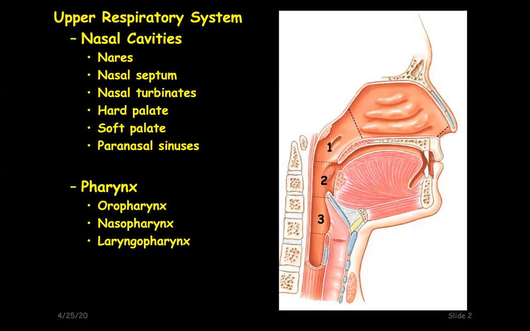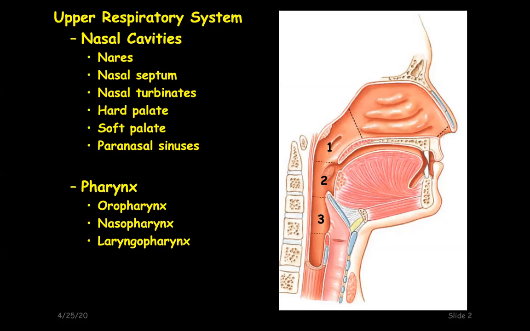What we can see are nasal turbinates or nasal conchae. Remember, that's the superior, middle, and inferior nasal conchae. They're made by the ethmoid bones, superior and middle nasal turbinates, and the inferior nasal turbinate.